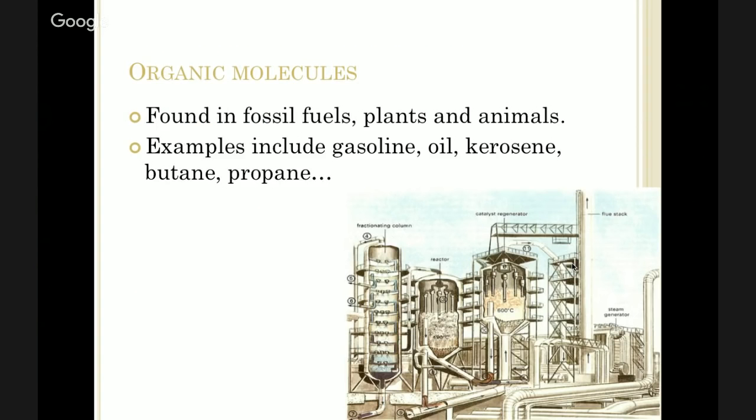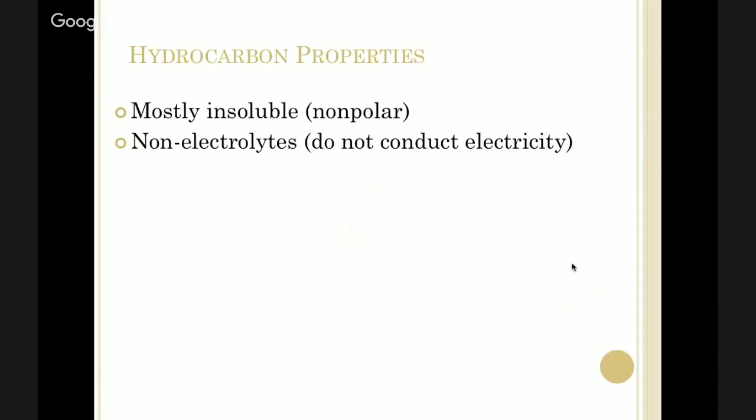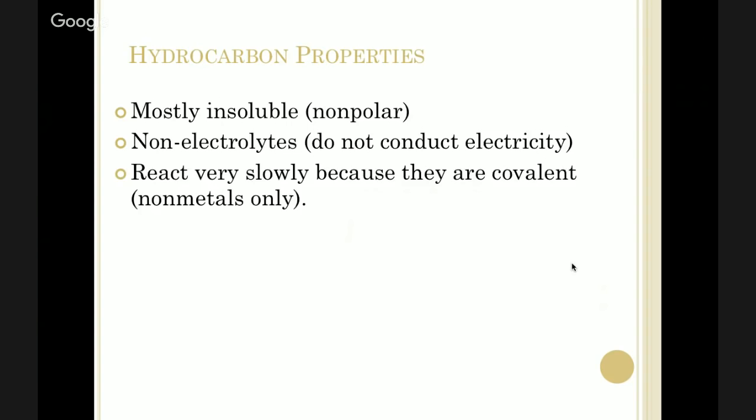These things are found in fossil fuels, plants, and animals, and examples include gasoline, oil, kerosene, butane, and propane. I'm sure you've heard of these things before. Hydrocarbon properties: they are mostly insoluble if they're nonpolar, with some exceptions we'll go through later. Most of them are non-electrolytes, meaning they cannot conduct electricity. There is one exception in our table R called acids, which you probably previously covered and we'll review again later.